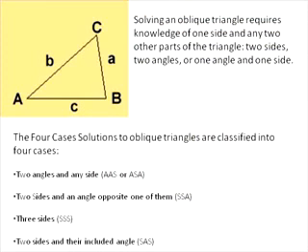Solving an oblique triangle requires knowledge of one side and any two other parts of the triangle, either two sides, two angles, or one angle and one side. The solutions to oblique triangles are classified into 4 cases. You can either know two angles and any side, two sides and an angle opposite one of them, 3 sides, or 2 sides and their included angle.